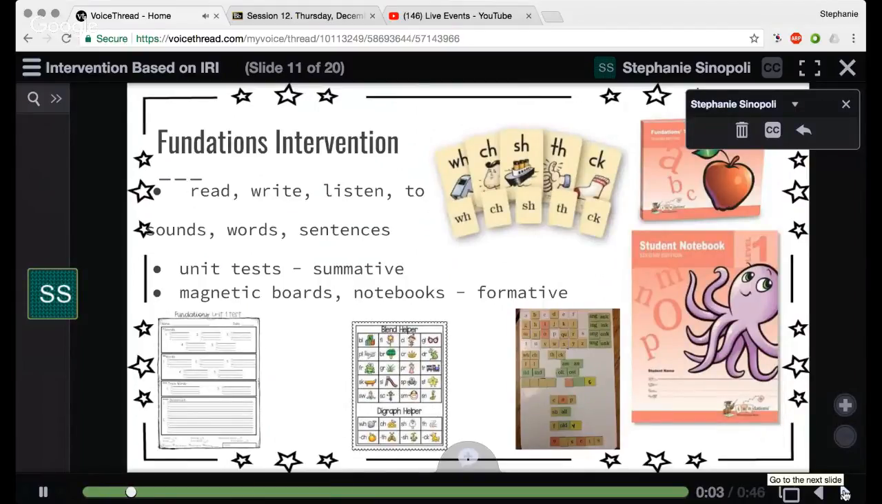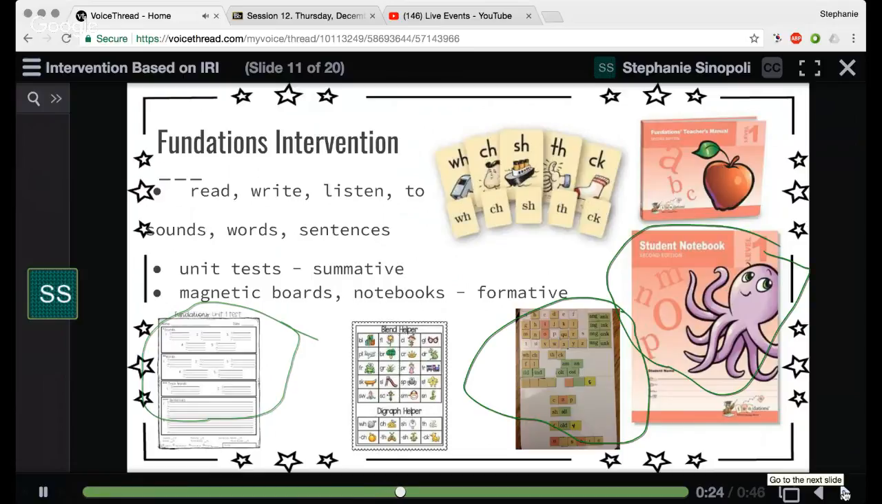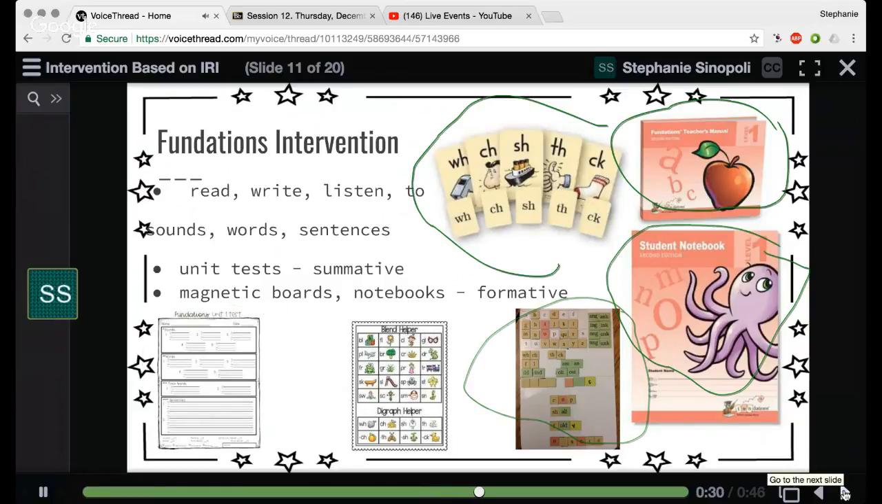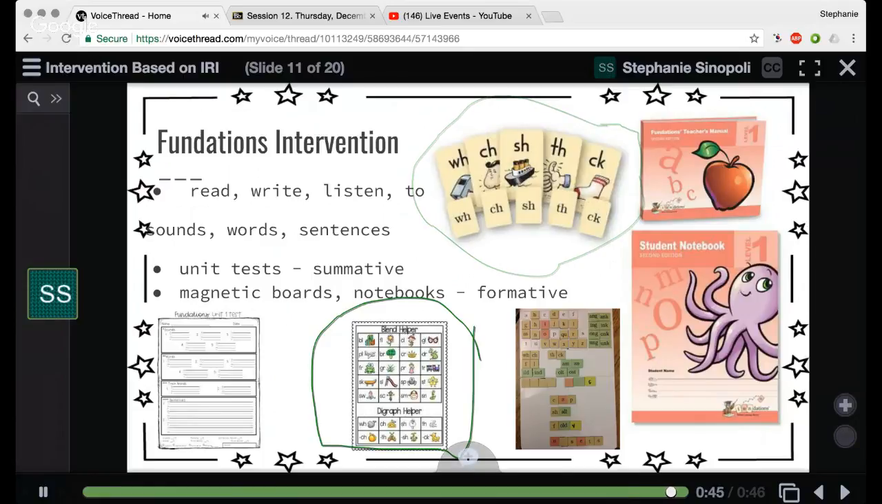For the Foundations intervention, Jackie will read, write, and listen to sounds, words, and sentences. She will have unit tests, such as the one down here, which will be her summative tests. For her formative tests, she will use these magnetic boards and the student notebook. The unit tests also occur in the Foundations teacher manual over here, and these cards for digraphs, and cards for the alphabet as well, will be shown to Jackie. And lastly, the blends and digraph helper will be given to Jackie to help her master using specific blends.